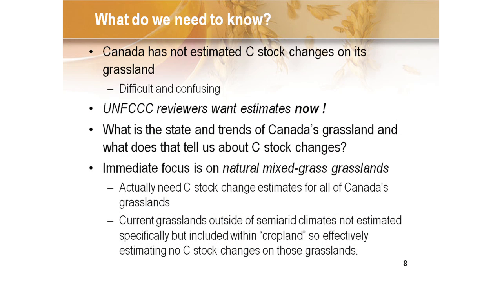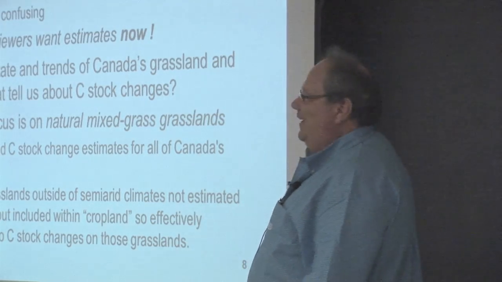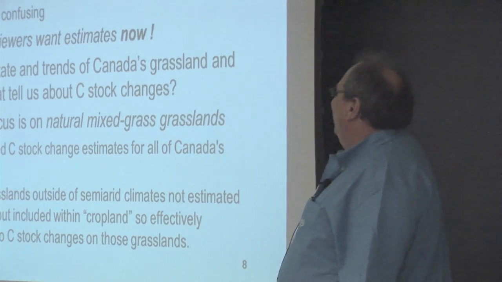So then we have these categories, and then of course we have to decide how we get a carbon stock change on that grassland. And we said, well, that's difficult and confusing to do on grassland, so we're not going to do it. And that actually lasted for a while, but then the reviewers said, no, you can't do that. You gotta give us an estimate, and they wanted it now.